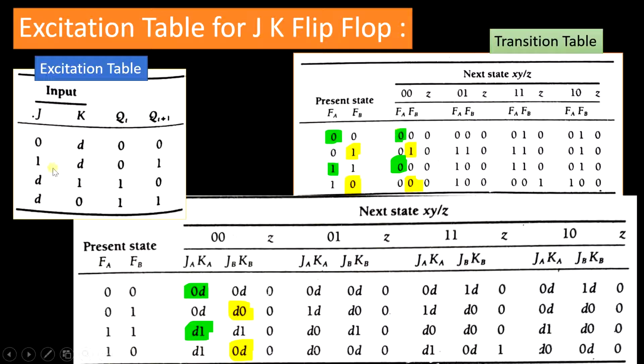0, 0, 0, 0, 0, D. 0, 0, 0, D. 1, 0, D1. Say for the second flip-flop, 1, 1, D0. 0, 0 will be equal to 0D. So in this way you need to proceed to all the remaining contents of the excitation table.